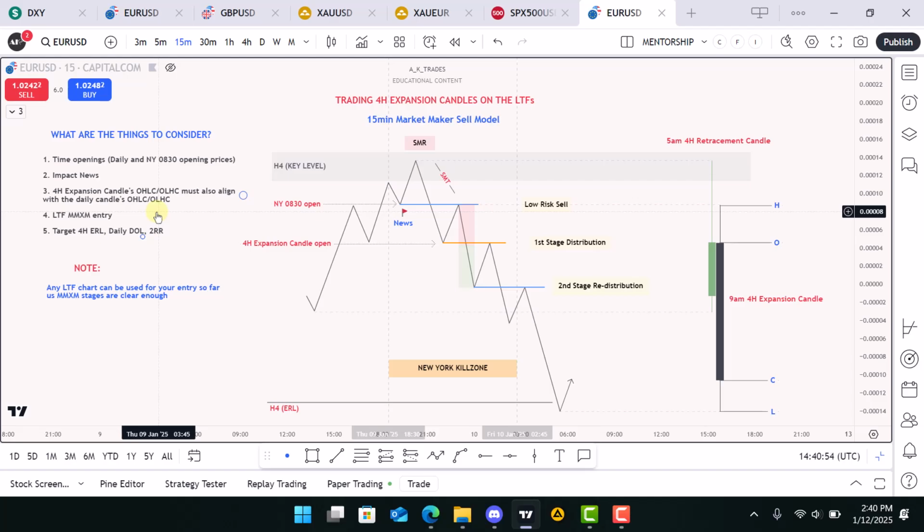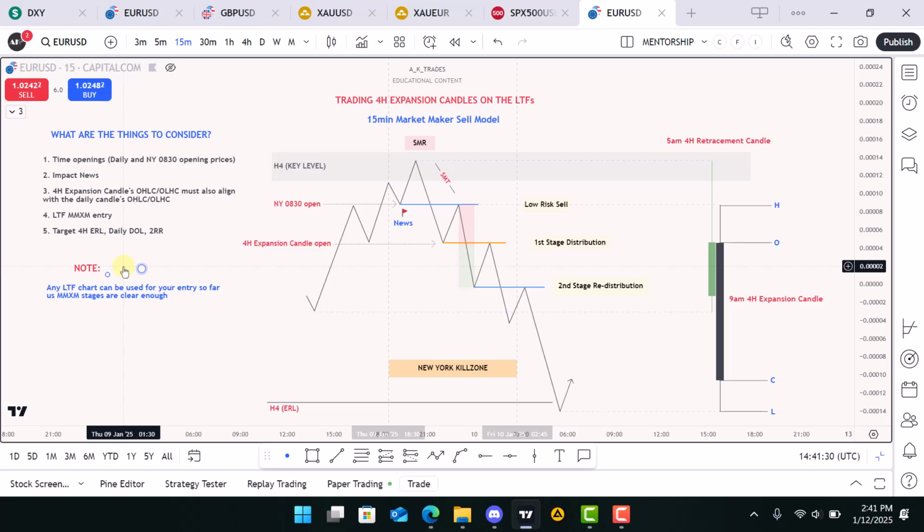So that is it about aligning the 4-hour expansion candle with the daily candle's open high low close, open low high close. Now from the 4-hour chart, you need to drop down to the aligning lower time frame and frame your market maker model entry, and then your target should be your 4-hour external range liquidity, the daily draw, or a 2RR. Now one thing we must also note is that any lower time frame chart can be used for your entries so far as MMSM stages are clear enough.